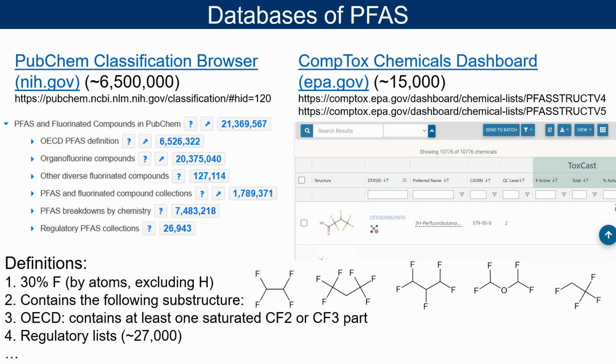What defines a PFAS? PFAS, like I said, have carbon-fluorine bonds, but depending on the organization, the country, or the regulatory agency that's involved, they can have very different definitions. I like the definition given by the EPA on their CompTox Chemicals Dashboard, where they pool and make a giant list of PFAS out of all the chemicals they have there. They make a very simple definition that a PFAS is something that has 30% or more fluorine by atoms, excluding hydrogen.